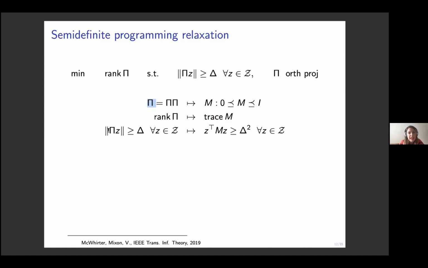So the constraint of asking that the length of pi z is greater or equal than delta gets translated to this quadratic form on z is greater or equal than delta squared for all z in my difference set. So the semi-definite relaxation of this optimization program is to minimize the trace of a matrix M subject to, for all z in my difference set, z transpose M z is greater or equal than delta squared, and M is positive semi-definite and smaller than the identity.